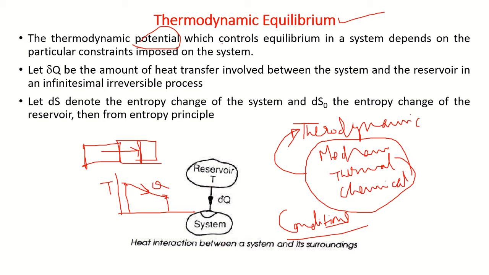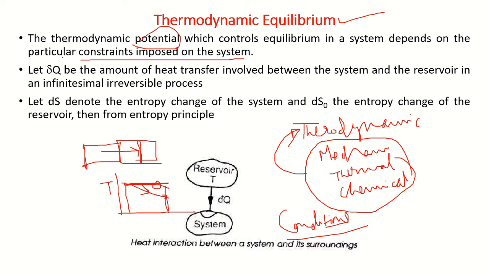So for anything to happen, there should be a gradient or potential. The thermodynamic potential controls this. In the same way, if there is a chemical potential, there can be a pressure difference. This is how things will flow, the quantity in question will flow from a higher potential to a lower potential. If both of them become equal, then it will come to equilibrium. Equilibrium in a system depends on the particular constraints imposed on the system.